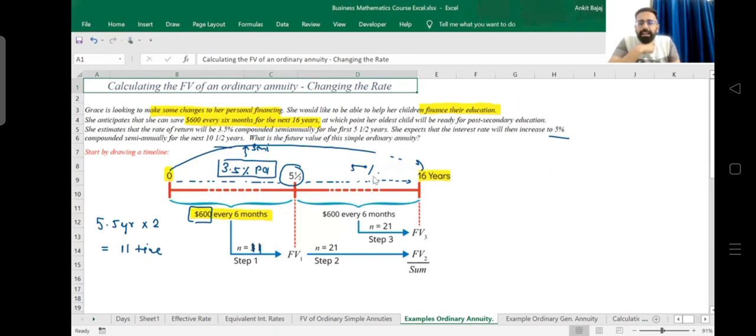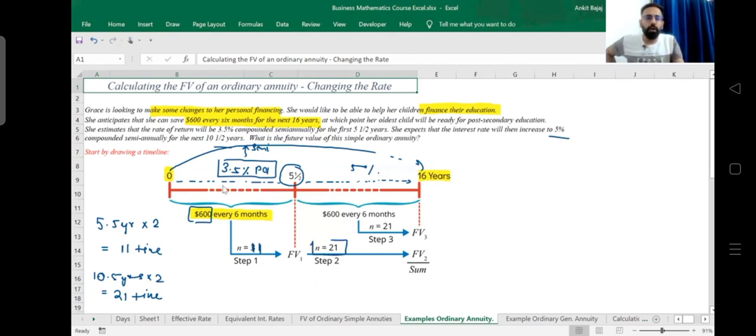And in the next 10.5 years, how many times will she be able to invest? It will be 10.5 years times 2, so it will be 21 times. So she will be able to invest 21 times. Hopefully you got the concept.